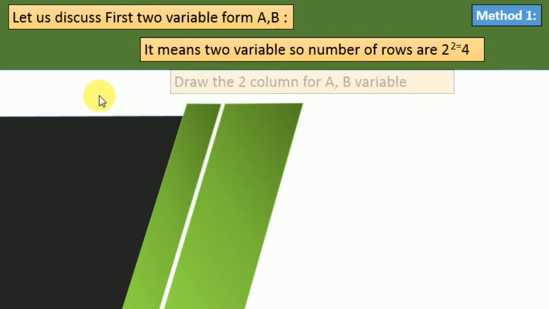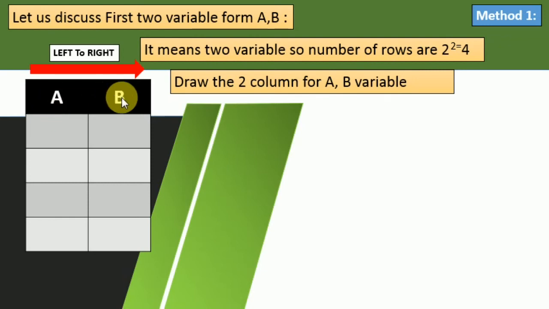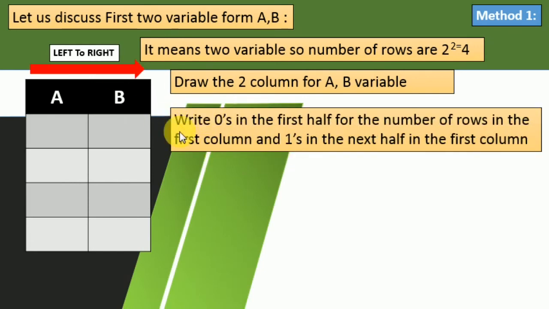The first thing is, you have to draw two columns for A and B. This method is from left to right, first A, then we move to B. Now comes how you are going to put the values. The concept is write 0 in the first half of the rows in the first column. The rows are 1, 2, 3, 4. The first half is these two. For these two you put 0, 0. And the second half is going to have ones, 1, 1. Now you have filled the first column.